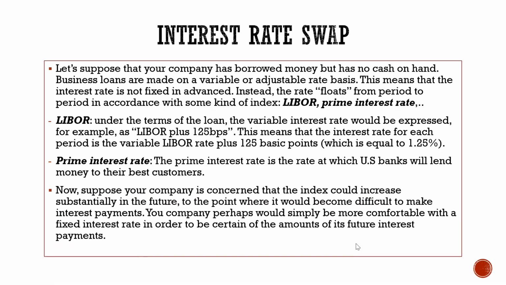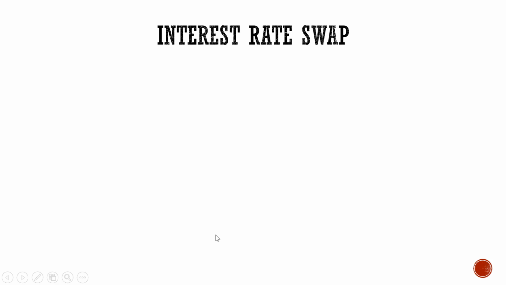Now suppose that your company is concerned that the index could increase substantially in the future to the point where it would become difficult to make interest payments. Your company perhaps would simply be more comfortable with a fixed interest rate in order to be certain of the amounts of its future interest payments. So to deal with the varying interest payments, the company should think about a third party to make a swap contract.